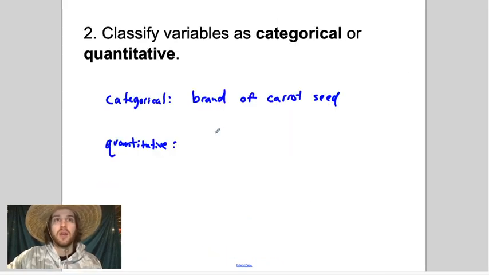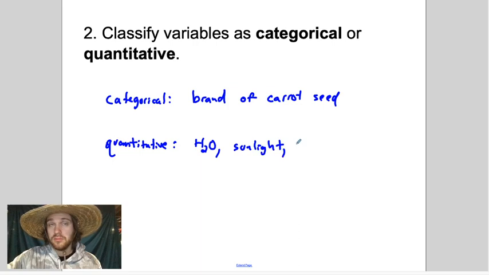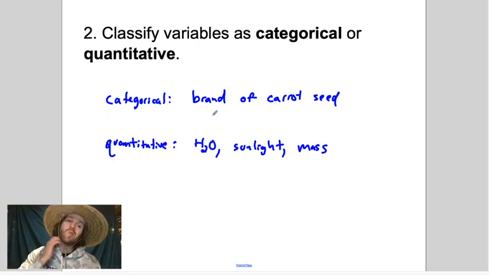So I would say the H2O, the sunlight, the amount of sunlight or time exposed, and then what was the last one? The mass. These are all quantitative variables. So being able to distinguish which are the things that are non-numerical, basically.